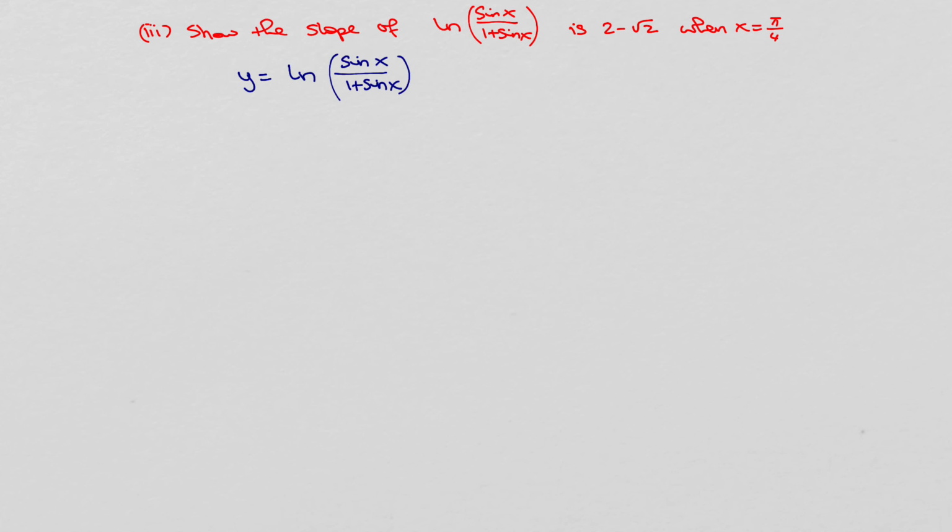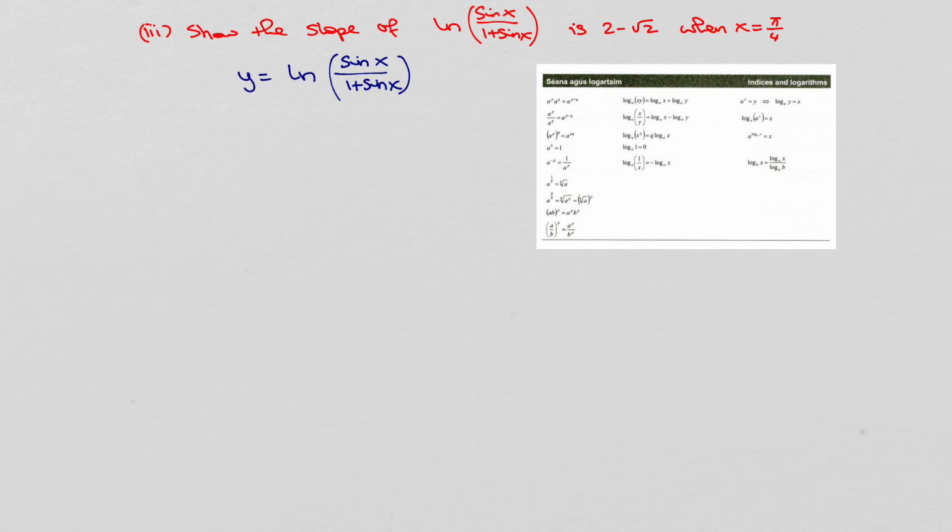So here, because it's logs, I'm going to apply my log rules to make life a little bit easier for myself. So again, if I go to my log rules, then I can see again on page 21 that the second one down says if I have log of x over y, then I can write that as log x minus log y. So therefore this can be written as log sine x minus natural log of 1 plus sine x.